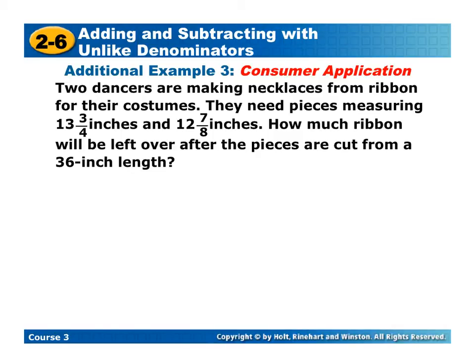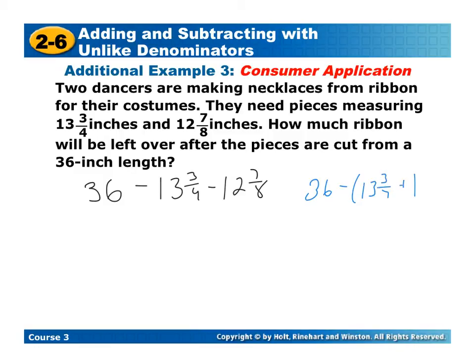A couple different ways that you could set this up. For me, I would probably just end up doing 36 minus 13 3/4 minus 12 7/8. But the other way that you could do it is you could actually take 36 minus 13 3/4 and add the 12 7/8 to that before you do the subtraction. Either way is going to produce the same answer. Here, a common denominator would be 8.